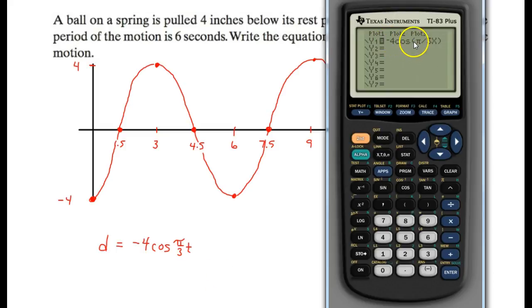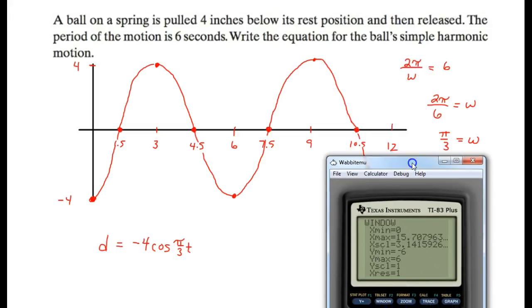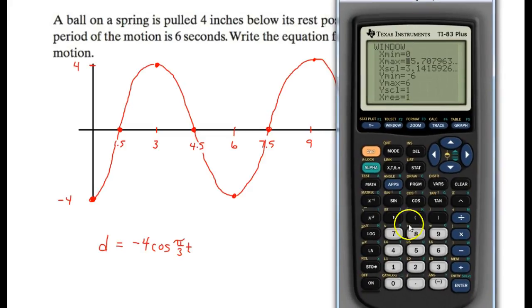Alright, now let's look at it real quick. I've got -4 cosine pi over 3 times x. I'm going to change my window. I'm going to start at 0. Doesn't make sense to start before that because we haven't released the spring before that. My maximum x, I did 2 periods, so I went all the way to 12. And then my scale was 1.5. And my y minimum was -4. I'm going to go to -5 to +5 just to have a little gap on the bottom so we can see the points. And then graph this thing.